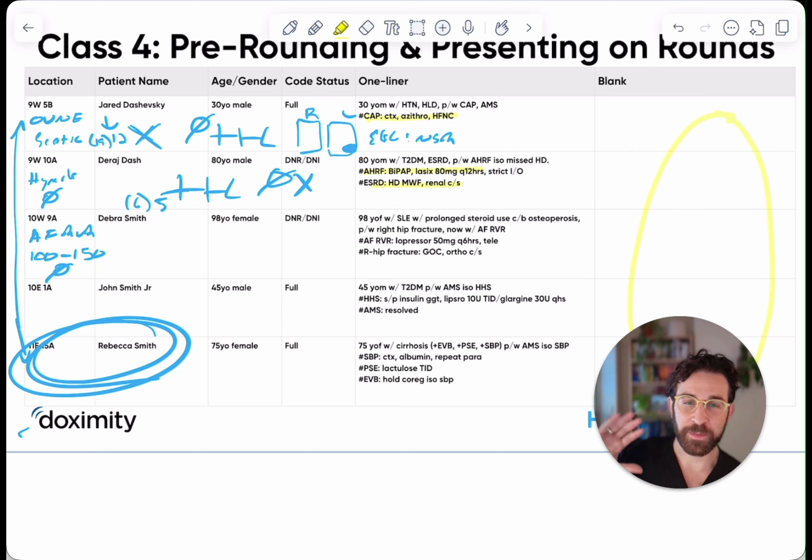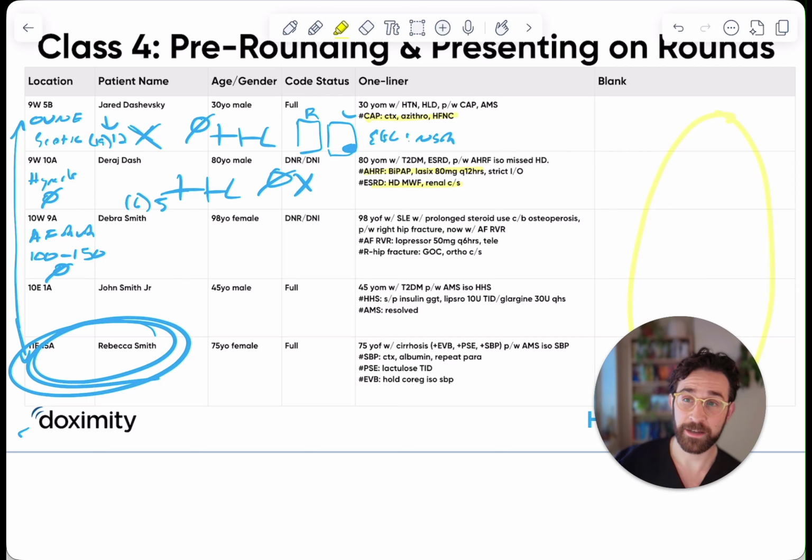Everything you're presenting should be high yield information. Again, don't report that Jared Dashevsky was nauseous overnight and got Zofran. That's not so important unless they have a prolonged QTc and we've been monitoring it and you just need to let someone know that they got Zofran. That's important. But for someone with CAP who's on ceftriaxone and Zithro, I don't need to know that they got Zofran. What I do need to know is that they were septic overnight, right?